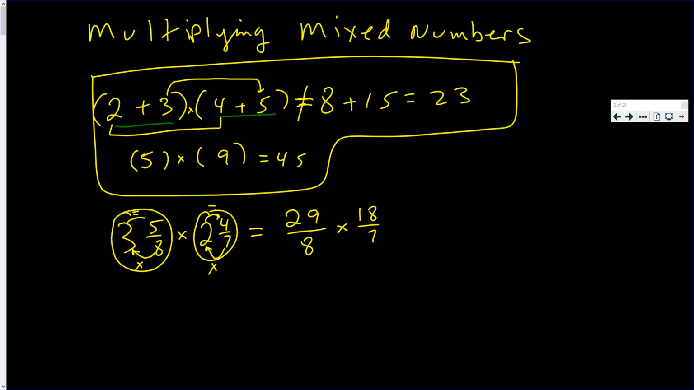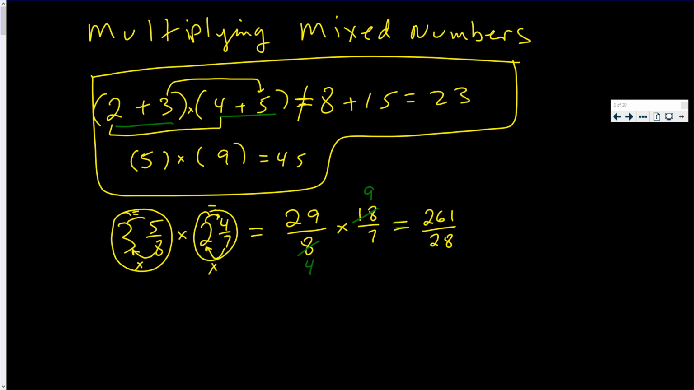And I can see how I can reduce. These two numbers are both even. 4 goes into them. That's the most that we can do. Now, 29 times 9 is 261, and 4 times 7 is 28.